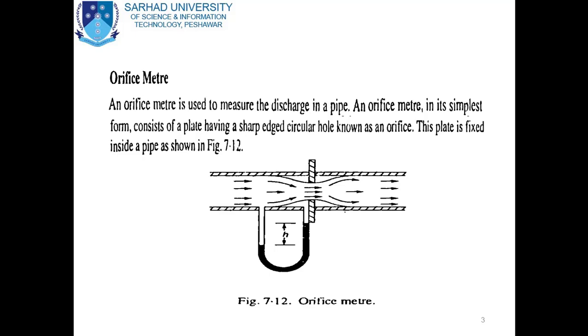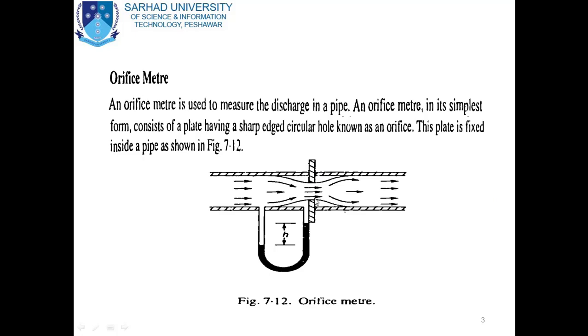Whenever a liquid is flowing in a pipe, in order to measure the discharge of that liquid in that pipe, we use an orifice meter. An orifice meter in its simplest form consists of a plate having a sharp-edged circular hole known as an orifice.